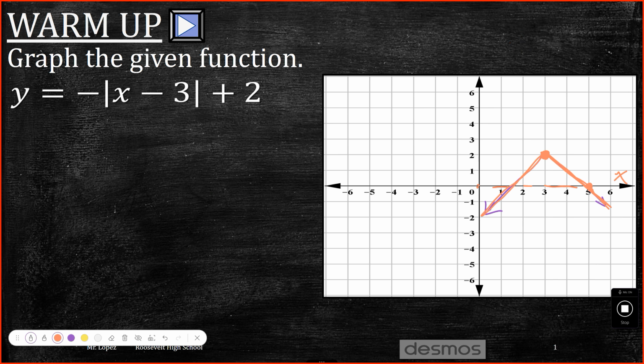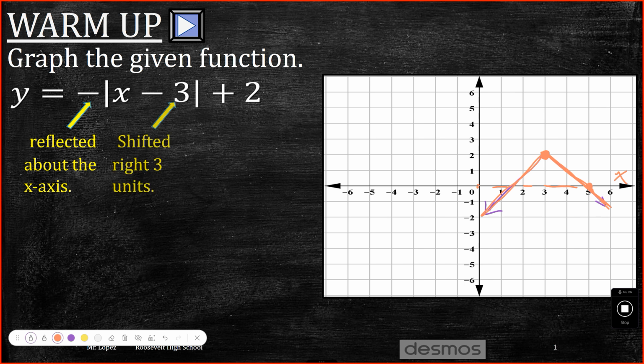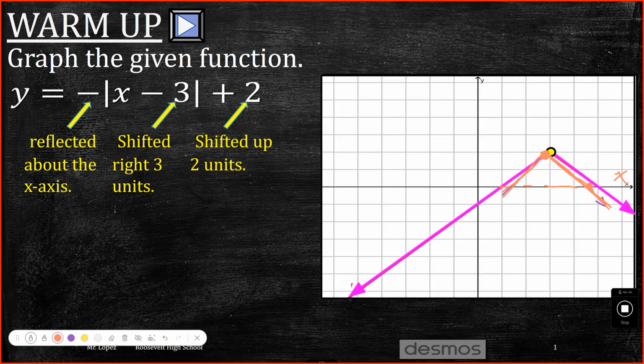So one more time. The first transformation is going to be reflected about the x-axis. The next transformation is that the V is going to be shifted right 3 units, and then up 2 units, and then we're going to have this graph. And that would be it, and we're done.